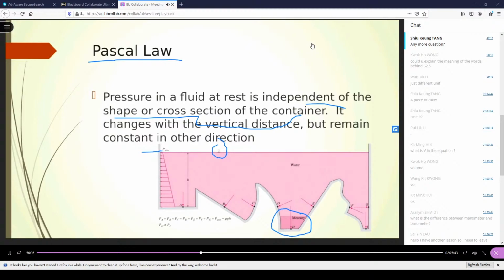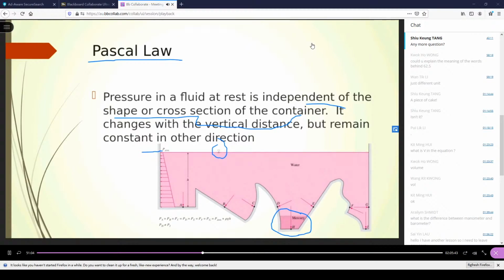Inclined plane, curved surface, very irregular surface, the pressure is always normal to the local curvature. Always normal, like what you see here. The arrow is always pointing normal to the bottom profile. So Pascal's law tells us the pressure at A equals the pressure at B equals the pressure at C equals the pressure at D equals the pressure at E equals the pressure at F equals the pressure at G.